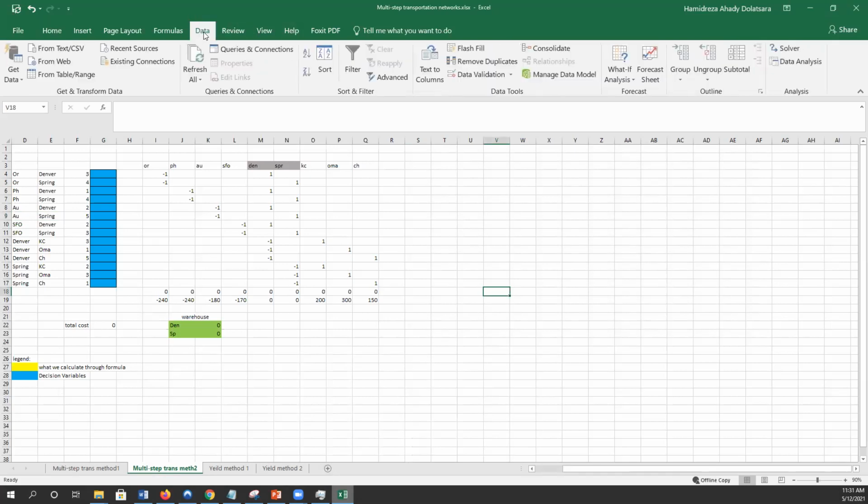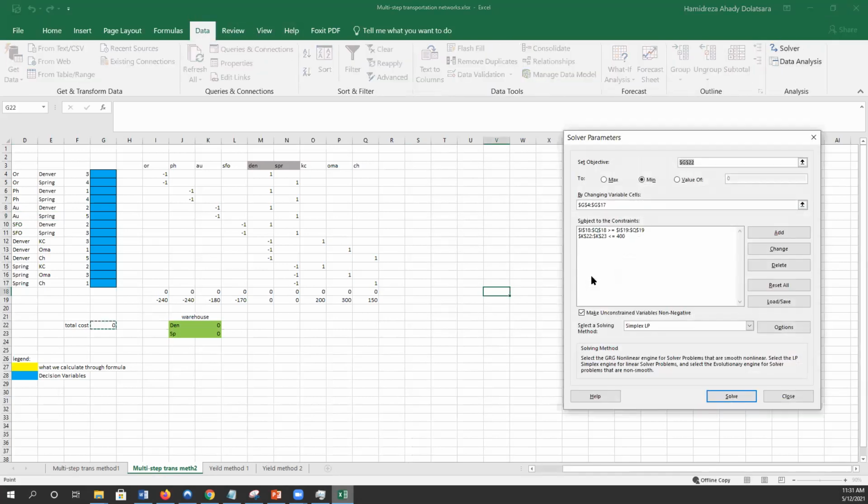So let me open Solver. Let's look at the decision variables first. From G14 to G17, these are my decision variables. How many orange carrots I send from each supply point to the warehouses, and from the warehouses to the demand points. Decision variable just means I'm playing with the values of these cells.